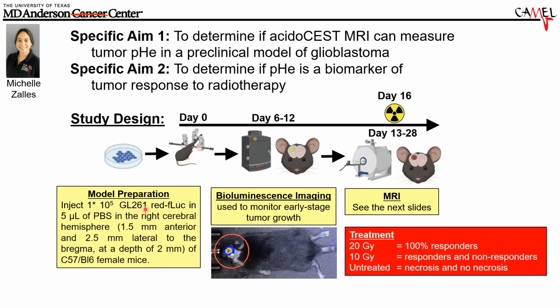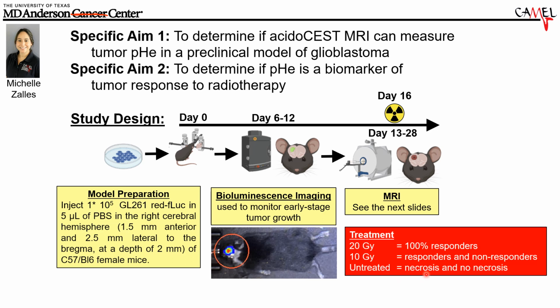So we prepared a GL261 model that has luciferase so that we can watch early stage tumor growth with bioluminescence imaging, and then we can eventually switch over to MRI when we see enough brightness indicating that the tumor has reached a larger size. We do 20 gray of treatment that resulted in 100% responders. So we backed off to 10 gray so we could study both responders and non-responders.